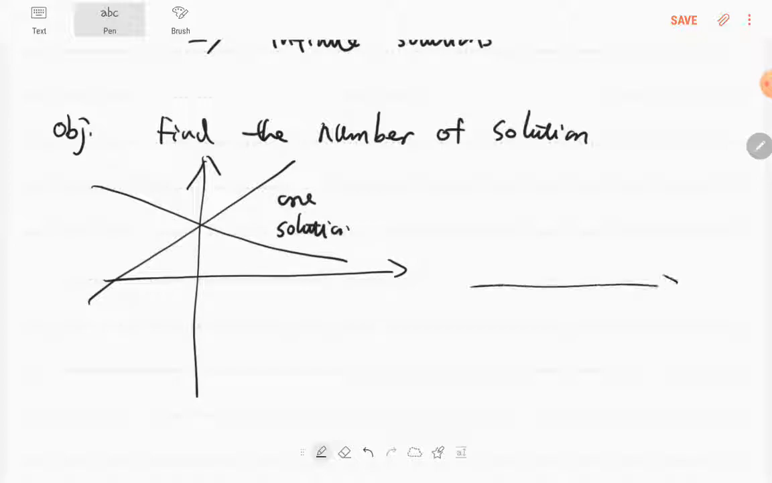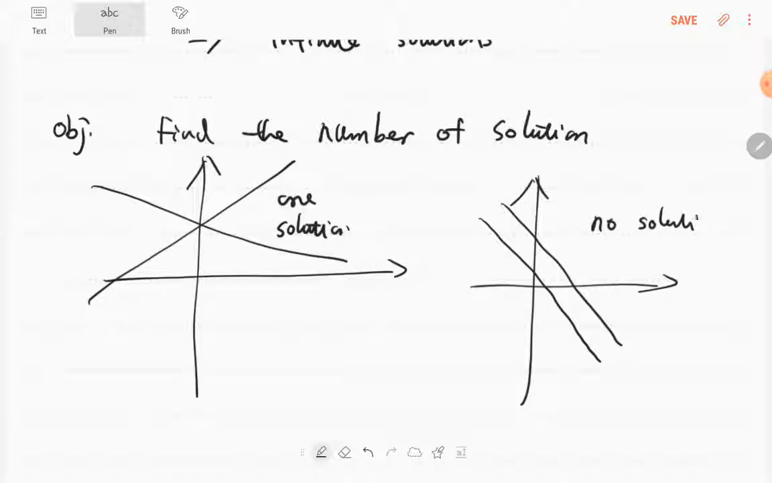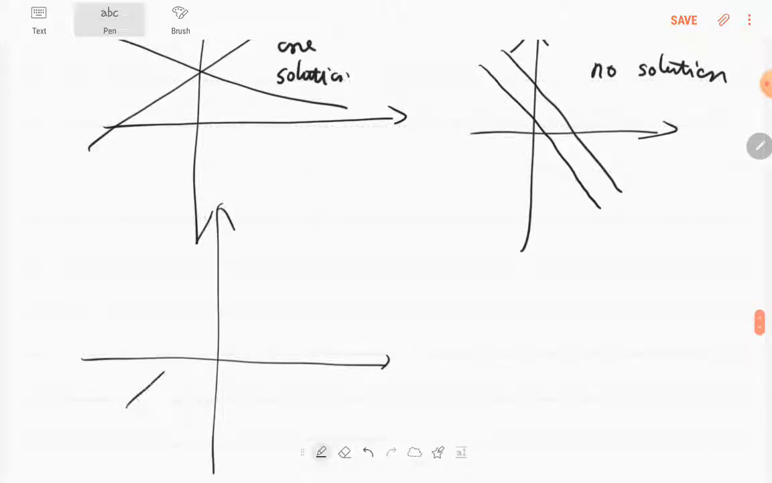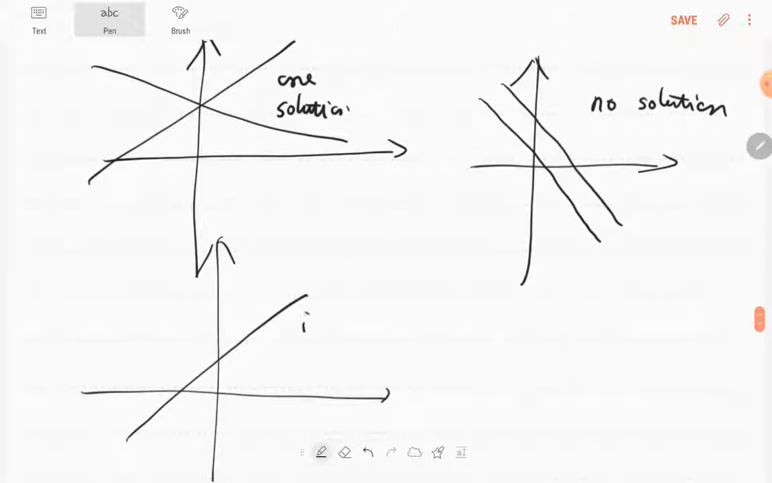And we have the second case, where we have two parallel lines. So no intersection point, so no solution. And the last one is where we just have one line. The two equations are actually the same line. So we will say they have infinite solutions.